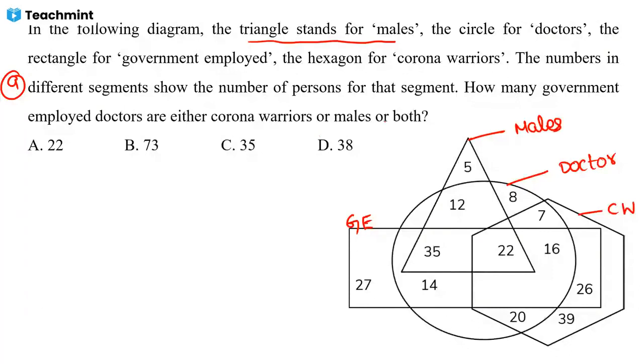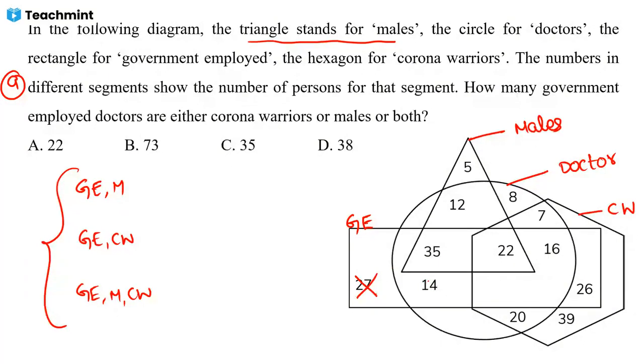So it should be government employed. They may be male or corona warriors: government employed male, government employed corona warriors, government employed male and corona, all three also. This is all they want. Okay, in that rectangle, 27 does not belong to male, so this 27 doesn't count. 27 is not your category. Okay, what about this 14, sir? This 14 comes under doctor. They didn't mention doctor, so I don't want to count this.